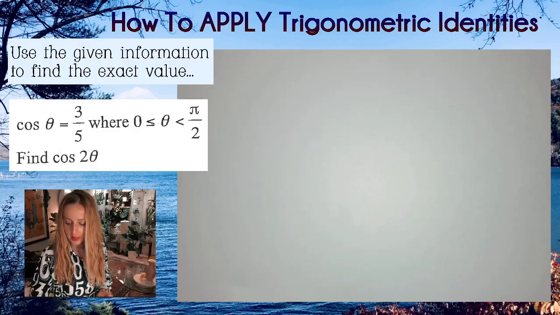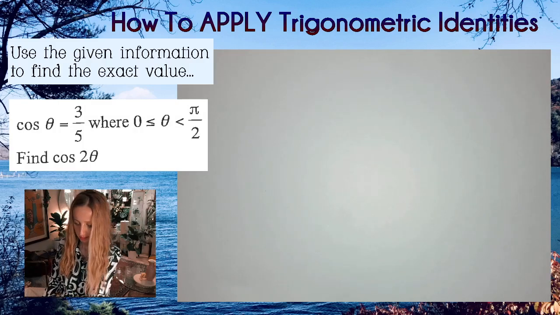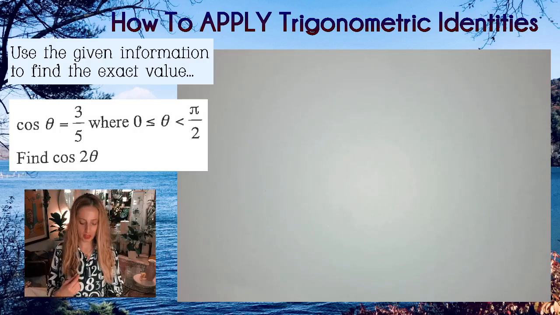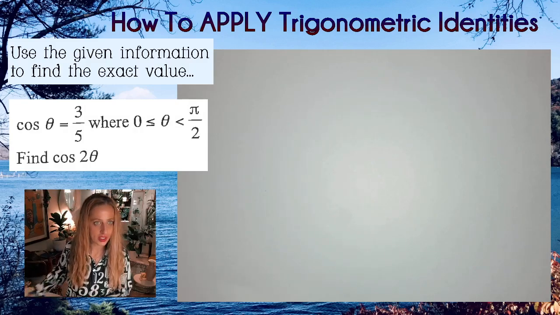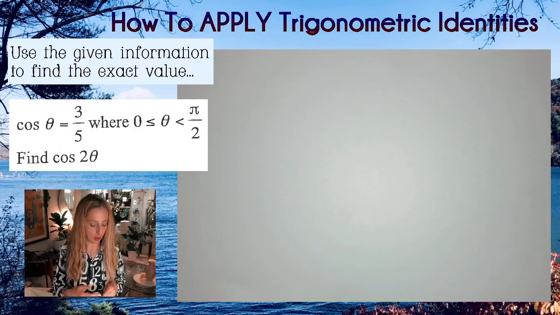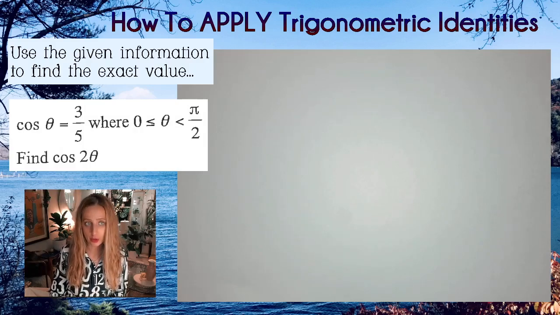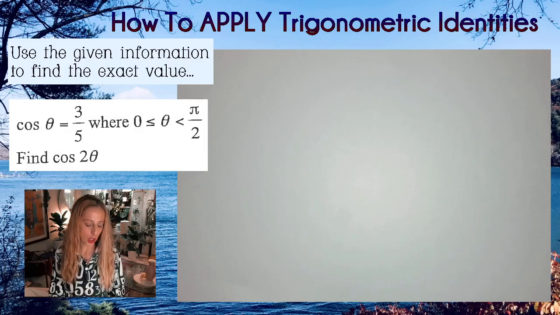Hi everybody, in this video we are going to solve the problem you see on the screen right now. So if cosine theta equals 3/5, where theta is between 0 and pi over 2, find cosine of 2 theta. Now let's think smarter, not harder.